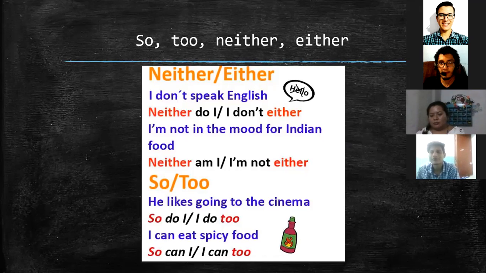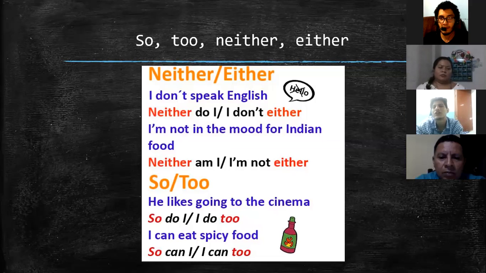Now, I'm not in the mood for Indian food. Neither am I. I'm not either. Notice that in the first example, we use the auxiliary do. Or it could be does. For example, we say, she doesn't speak English. Neither does he. So you can use do or you can use does. And in the other example is the verb to be. Am I? Or I'm not.